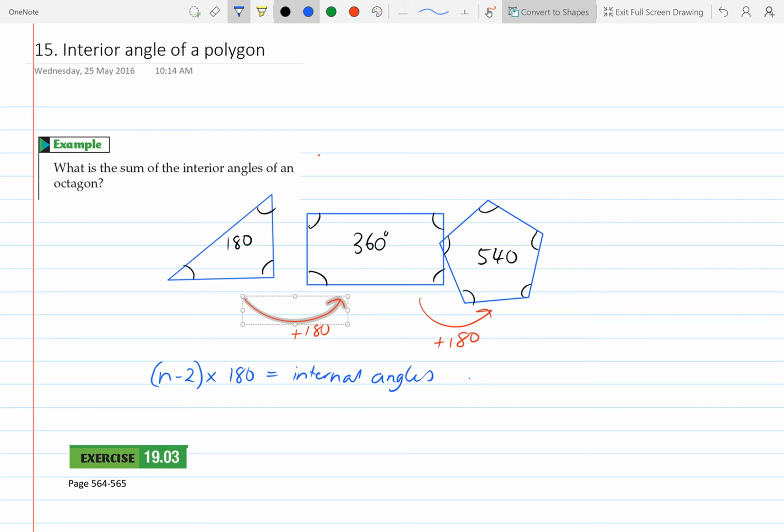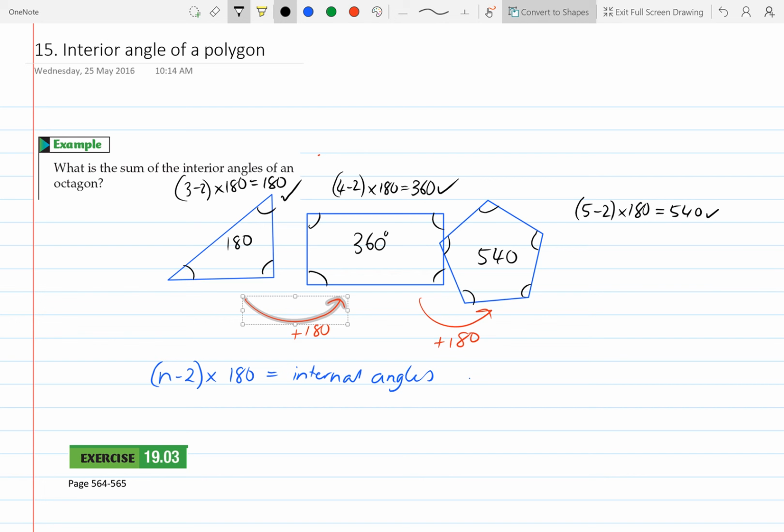So let's try it for the triangle. That would be 3 minus 2 times 180, which is 1 times 180, so that's 180, so it works there. Let's try it with the rectangle. That would be 4 sides minus 2 times 180, so that's 2 times 180, which is 360, so it works there. And then for a pentagon, we've got 5 sides, so 5 minus 2, which is 3. 3 times 180 equals 540, so yeah, that works there.